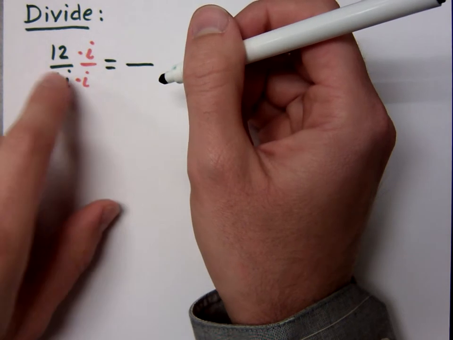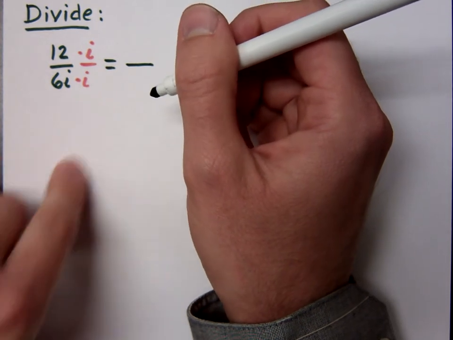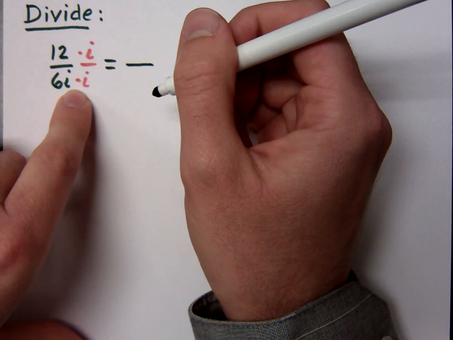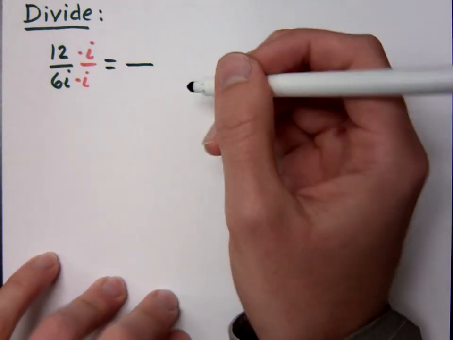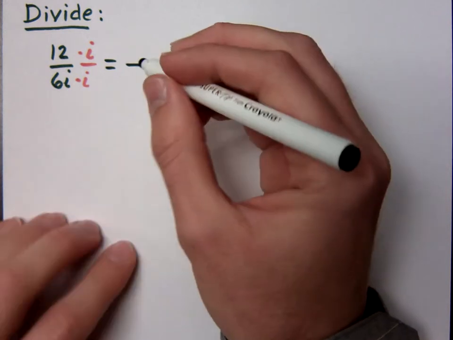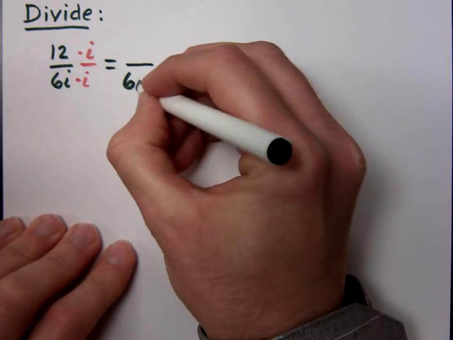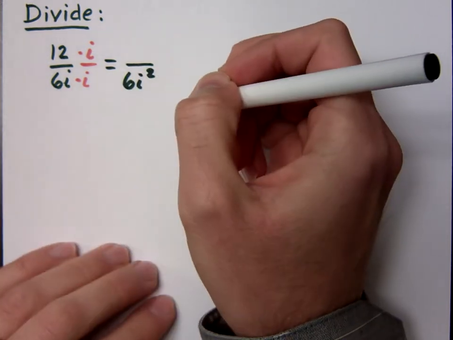Anyway, here's why you want to multiply times an i in the denominator. Well, what's 6i times i? -6. Well, you're right. It is -6, but first it starts out as 6i squared.